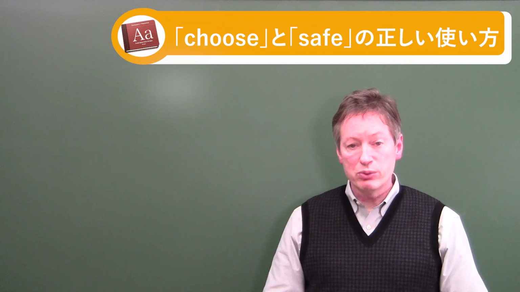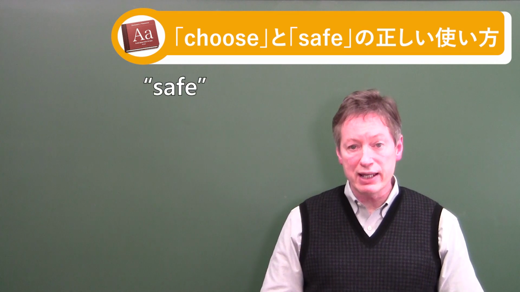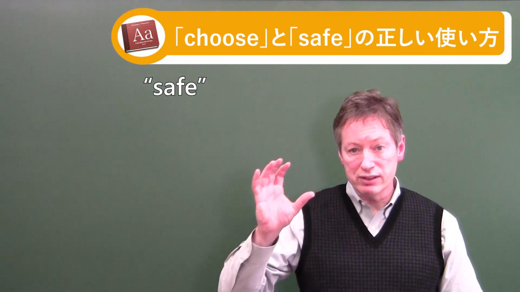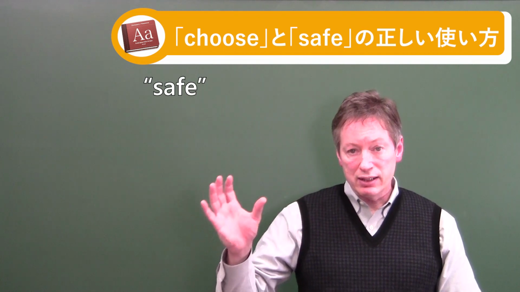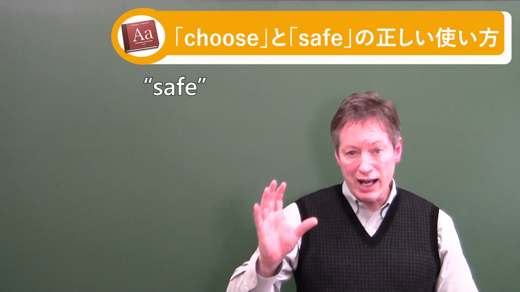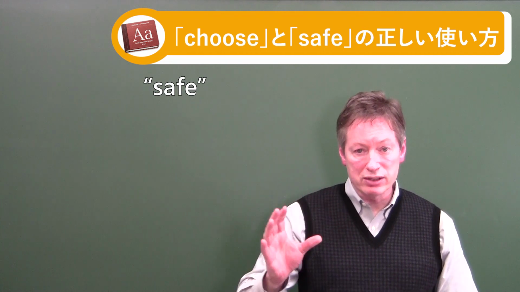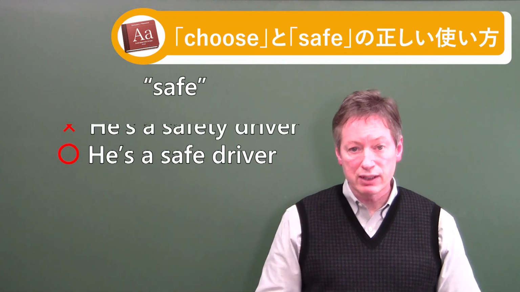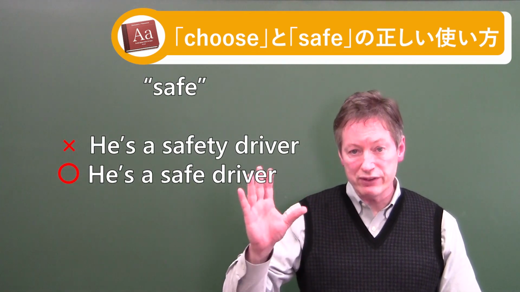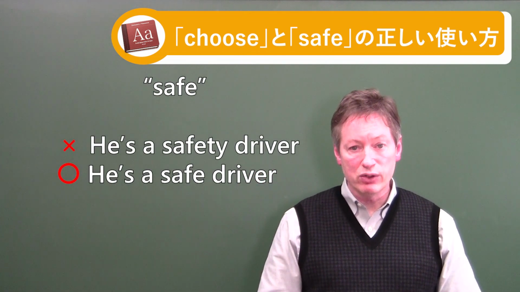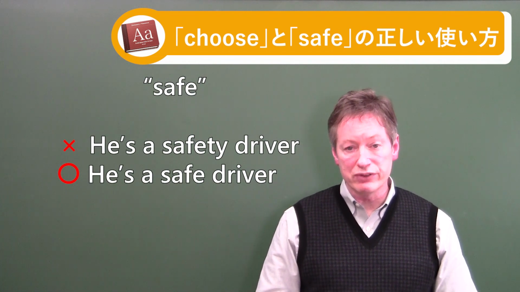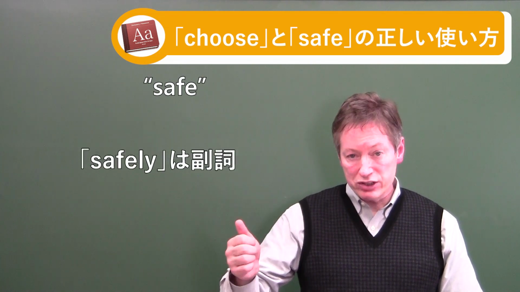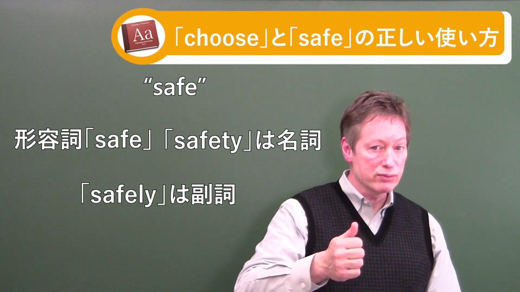I also mentioned the word safe. The problem I come across sometimes is that where safe is the adjective, I get the noun safety where it should be an adjective, especially for a driver. "He's a safety driver." In that case, he's a safe driver. Safety is a noun. You don't need safety driver, you need an adjective there. He's a safe driver. So, safe, the adjective, safety, the noun.